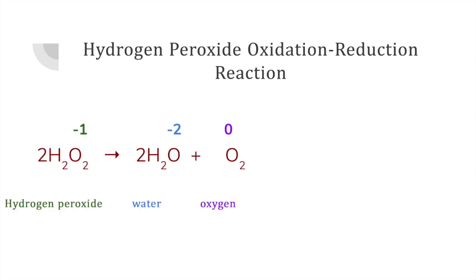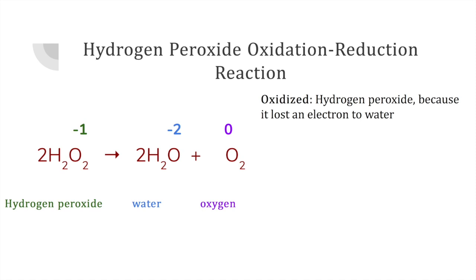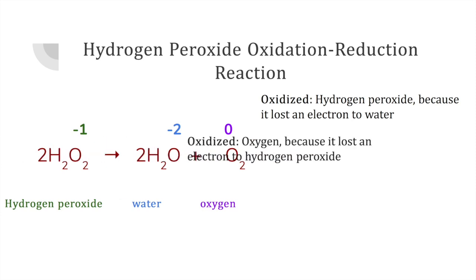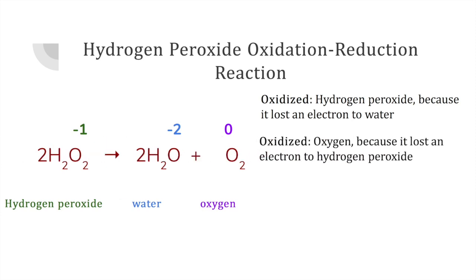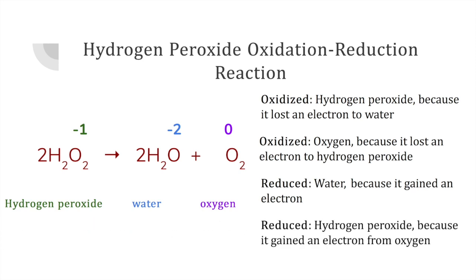So if we wanted to put this in words, what's being oxidized is hydrogen peroxide because it lost an electron to water. But also, oxygen is also oxidized because it lost an electron to hydrogen peroxide. What's being reduced is water because it gained an electron, but also hydrogen peroxide is reduced because it gained an electron from oxygen. So this is how oxidation reduction reactions work, specifically with hydrogen peroxide.